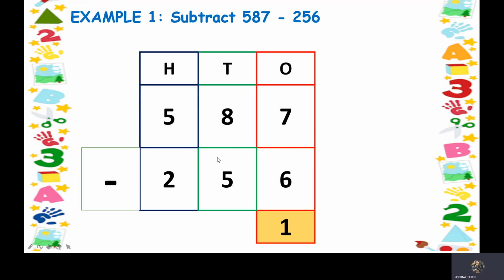Let's come to tens place. So we have bigger number 8, smaller number 5. So let's count from smaller number till bigger number on our fingers. That will be 6, 7, 8. So I got 3 as the answer.